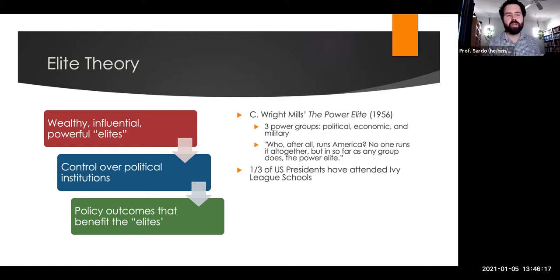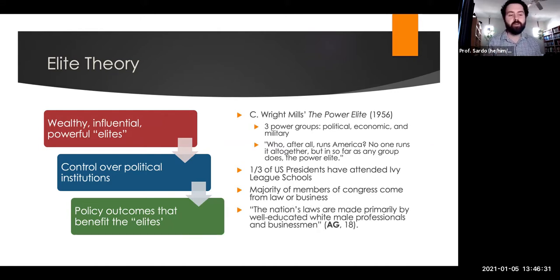So we could look at the fact that a third of the US presidents have attended Ivy League schools, that the majority of members of Congress come from law or business, despite the fact that the majority of the American people don't have a college degree. And as your textbook summarizes, the nation's laws are made primarily by white, well-educated male professionals and businessmen. So we would expect political outcomes to favor these elites, that it's the elites that actually control the world.